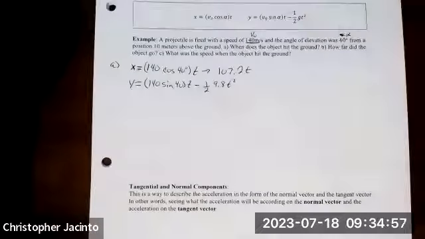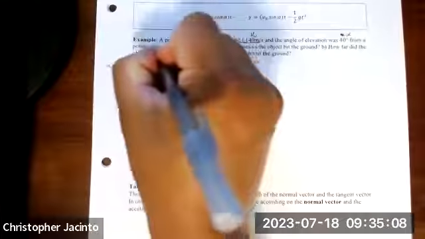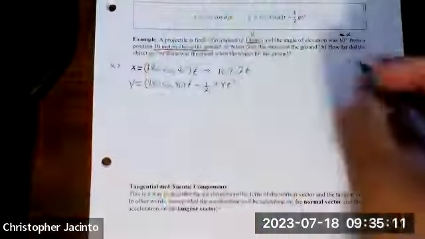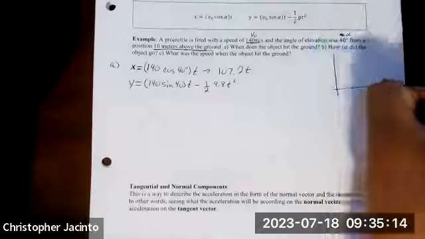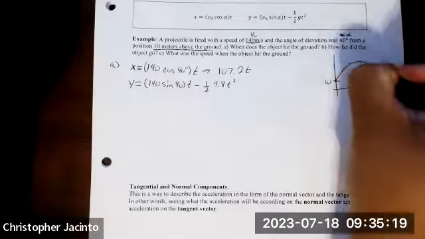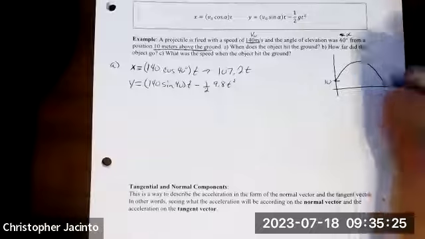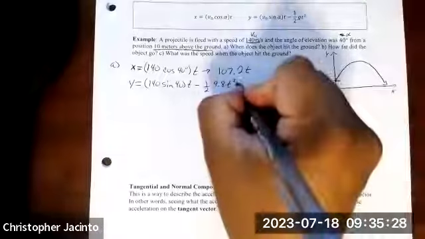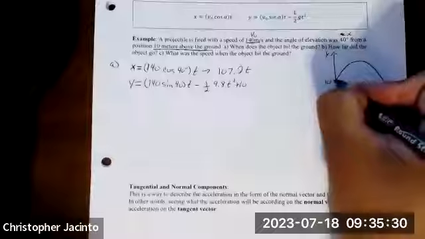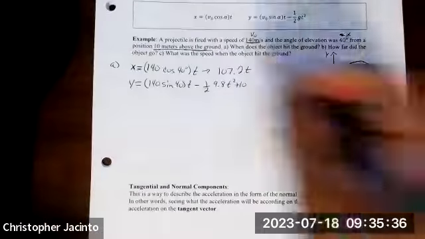Now, we actually did something wrong. The reason why I say we did something wrong is because notice it says from a position 10 meters above the ground. So what does that mean? That's saying I am starting 10 meters above the ground already, and then I fire the projectile. So I actually have to add 10 to the y value because I'm starting at 10, not at 0. And that's just a little subtle hint for this type of problem.